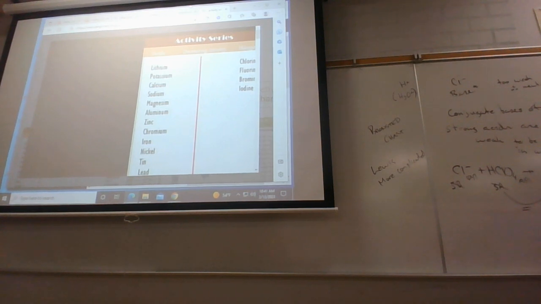Let me just talk about redox briefly. Single replacement has the form A plus BX yields AX plus B. And we compare A and B using the activity series.